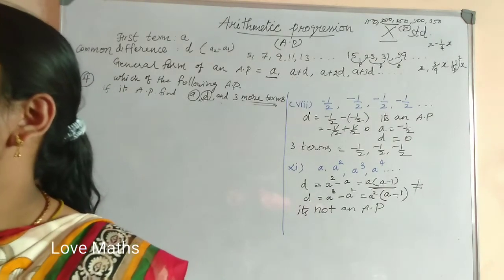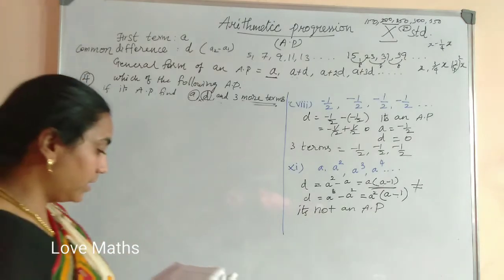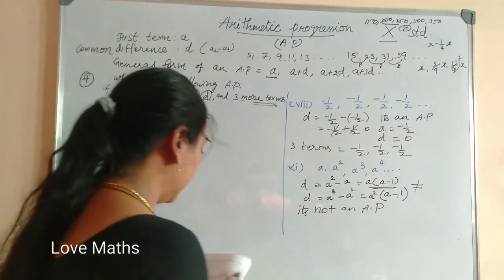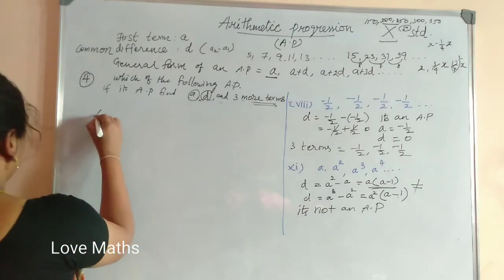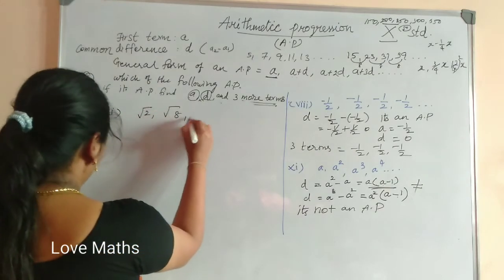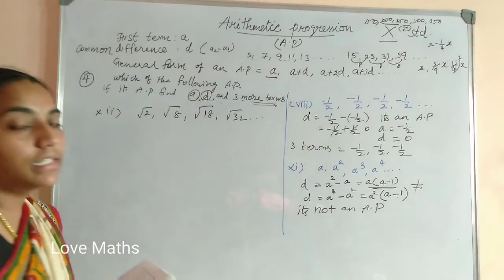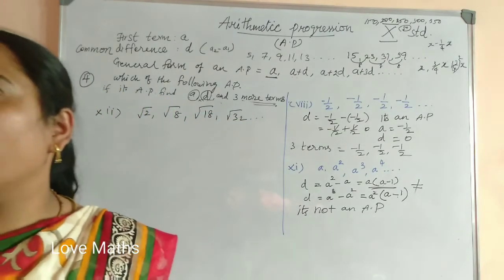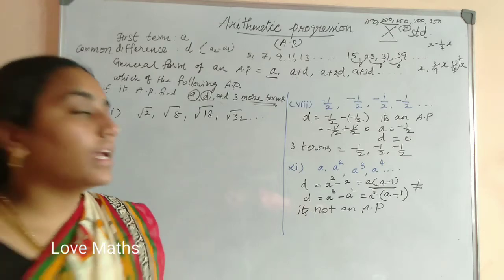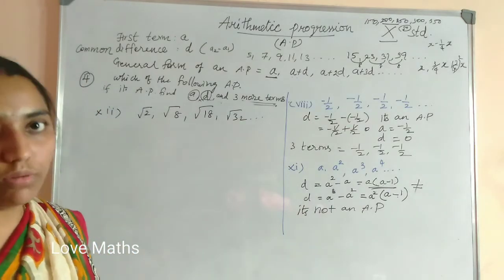So what is the next one? Next one I am taking as an example: root 2, root 8, root 18, root 32. Looking like this, all the numbers are root values. So it is not an AP, we cannot tell directly like that. We have to work out the sums.